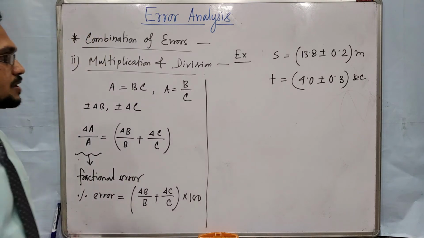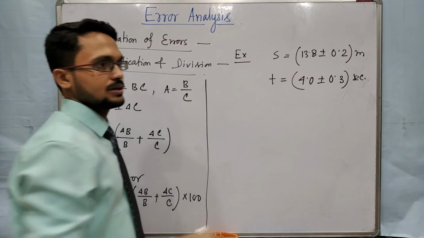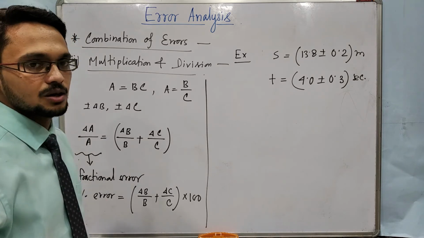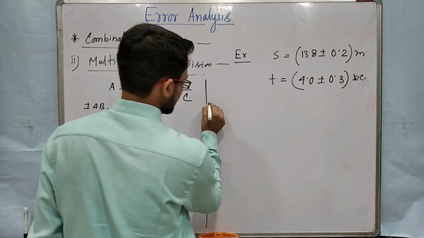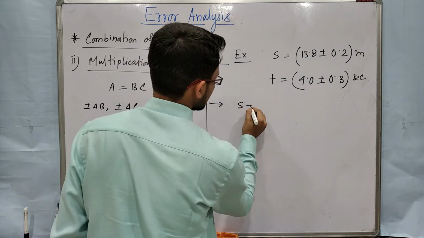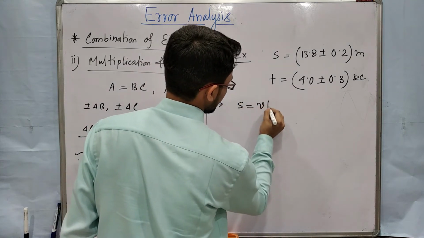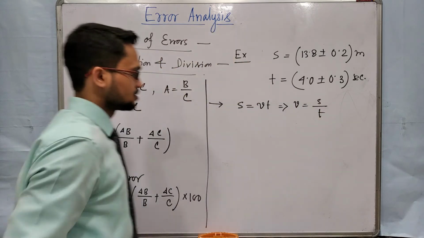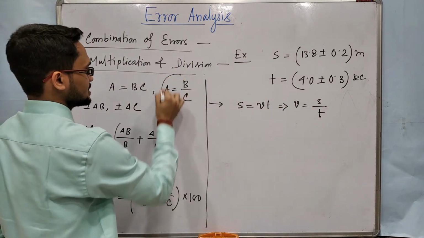Okay, so from this distance and time we can measure speed. You have to calculate speed with proper error. First we will write the formula. S is equal to V into T, or V is equal to S by T.